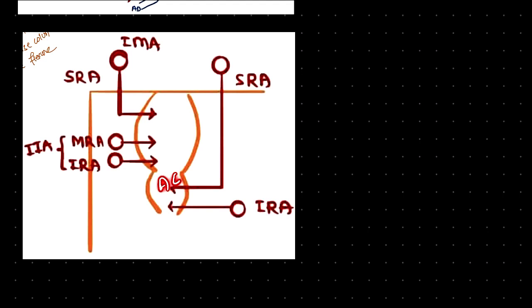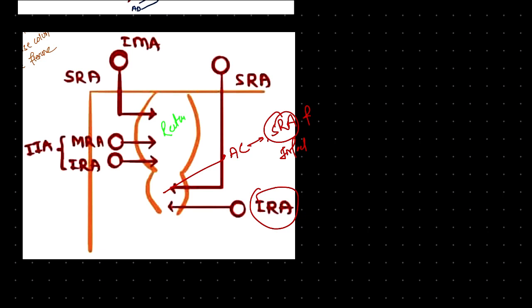Similarly, we have the anal canal right here. This anal canal is supplied by the superior rectal artery and the inferior rectal artery. The superior rectal artery will supply the upper region, whereas the inferior rectal artery will supply the lower region. Now talking about the rectum, you can see the superior rectal artery, which is the branch of our inferior mesenteric artery, will supply the upper region. The remaining lower region will be supplied by our internal iliac artery, which has two branches, the middle rectal artery and the inferior rectal artery.